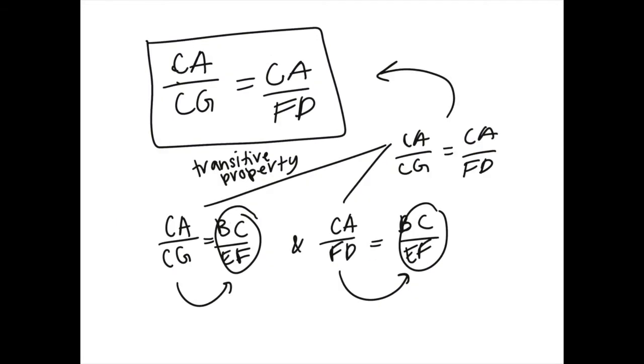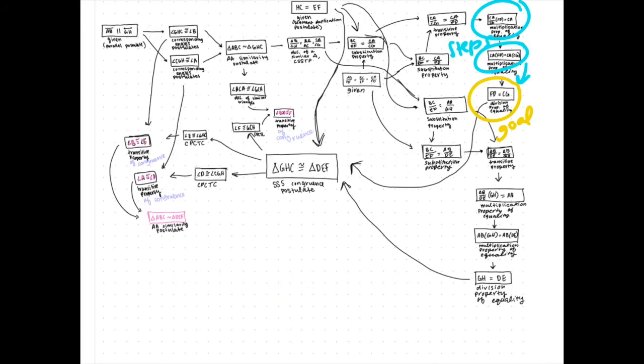How do we know this? Because both CA over CG and CA over FD equaled BC over EF. If we have that fact, then we know that two things that are equal to the same thing are equal to each other, aka the transitive property, and that's how we've set this up. So next we're going to go through some basic algebra steps to get this to where we want, where we're saying that FD equals CG, which is ultimately our goal of this little detour we're taking.